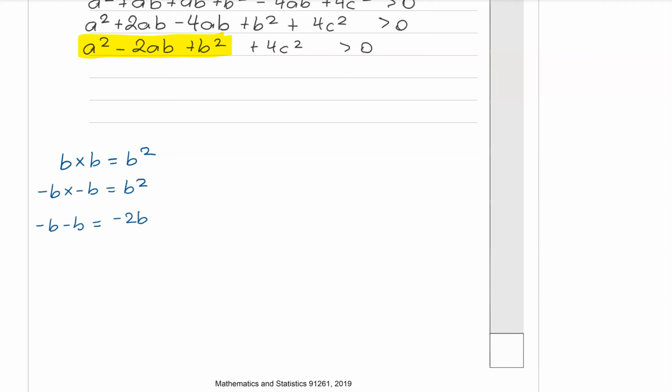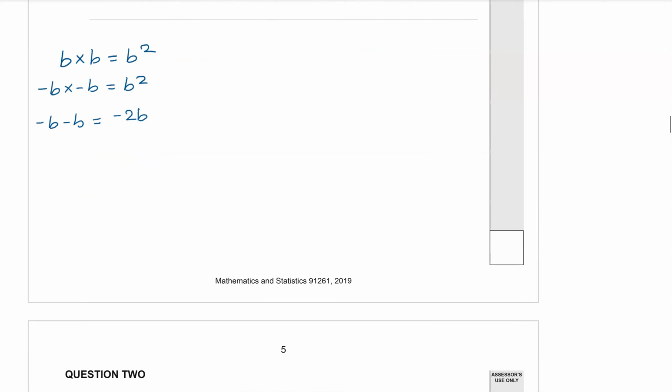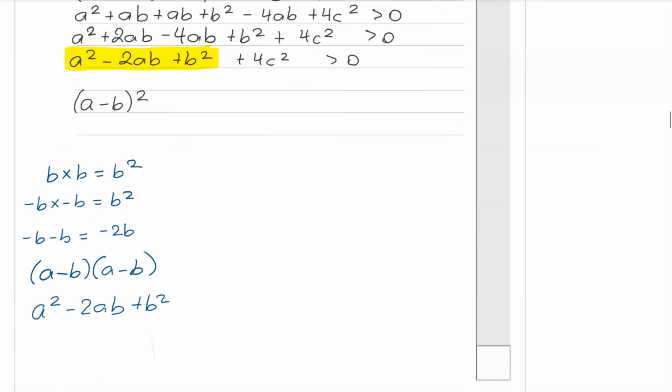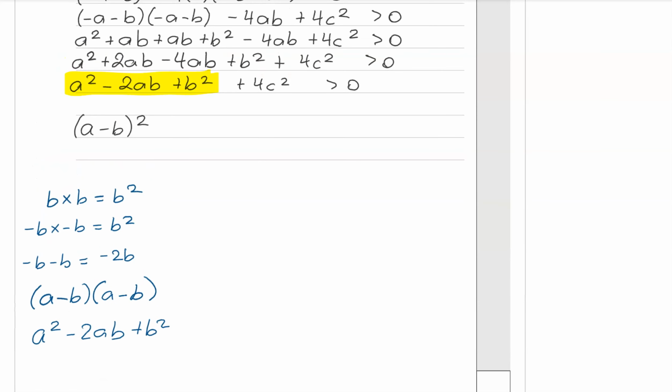So I can factorize this as (a minus b) squared. If you go (a minus b)(a minus b) and expand this out, you should get a squared minus 2ab plus b squared, which is what we had originally. Then I've got plus 4c squared is greater than 0. I want to have two distinct roots, that's why I want it to be greater than 0.